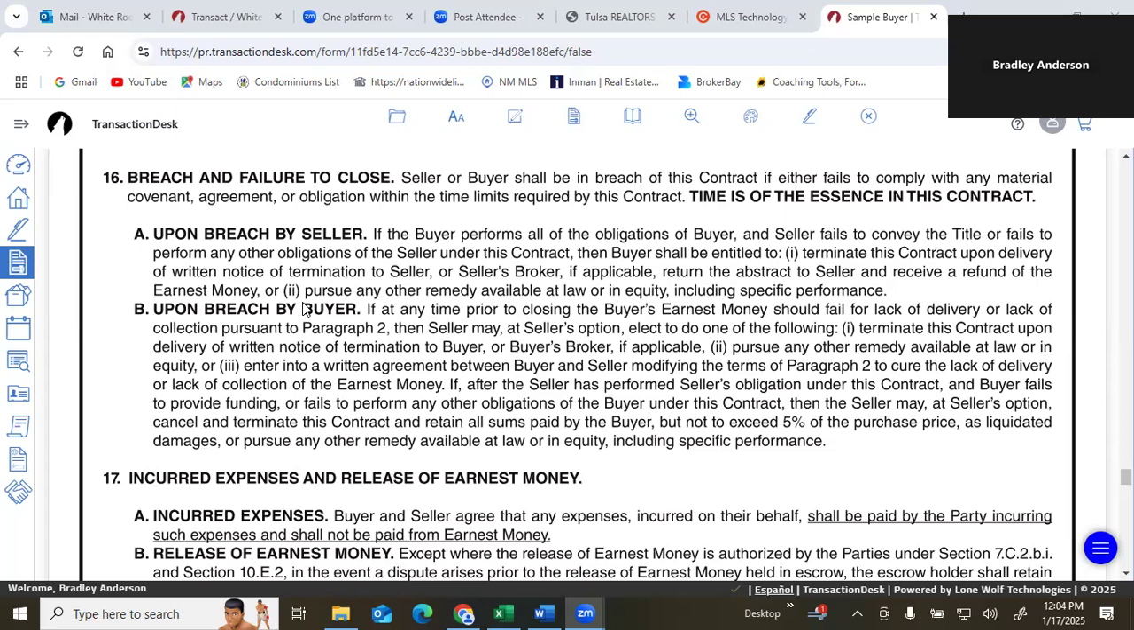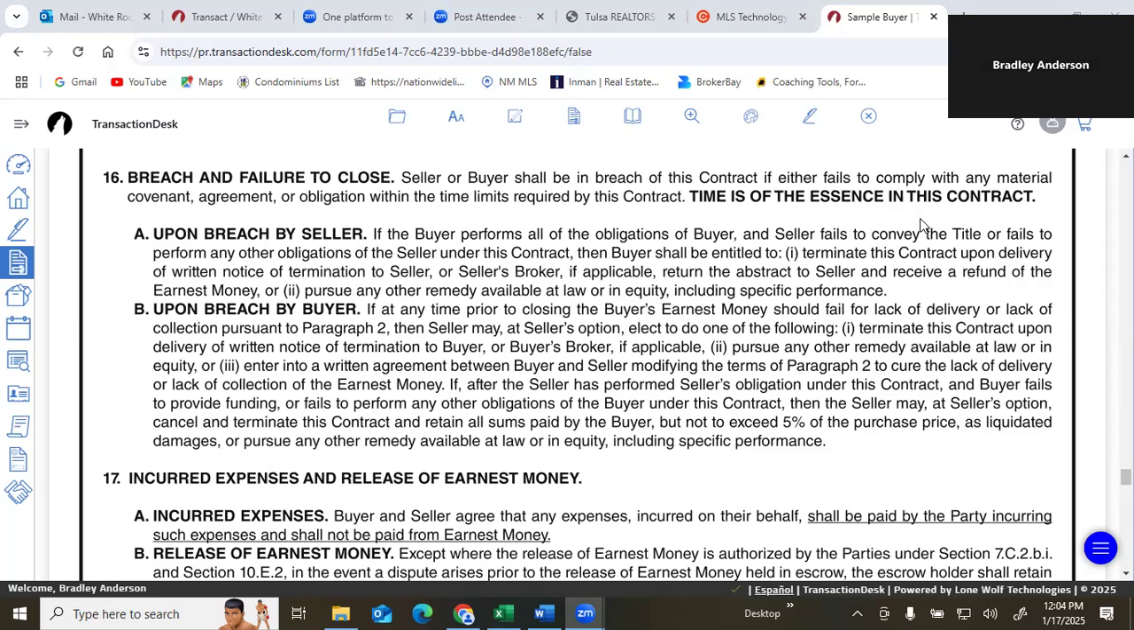breach and failure to close. Seller or buyer shall be in breach of this contract if either fails to comply with any material covenant, agreement, or obligation within the time limits required by the contract. Time is of the essence. All right. So if someone doesn't meet the due date, or one of the parties doesn't deliver something that they should have, that party is in breach. So that's why it's up to you, the agent, to keep everyone on track.